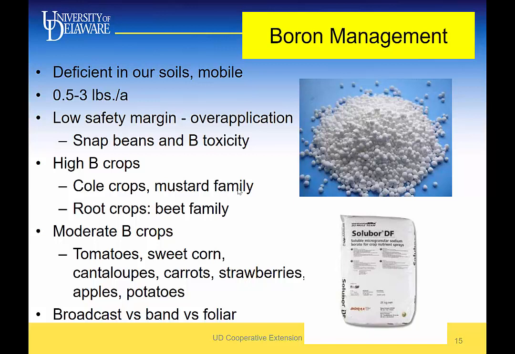So depending on, you'll see this in your vegetable guide, half a pound to 3 pounds per acre, depending upon the crop, but it has a low safety margin. And in particular, with snap beans, you do not want to apply boron to snap beans as a band, it'll kill plants. So our high boron crops are coal crops, mustard family crops, and our beet family crops. So that's spinach, beets. And then these are crops that require moderate amounts of boron. And then generally we're broadcasting this. With coal crops, we can put soluble boron and correct deficiencies also.